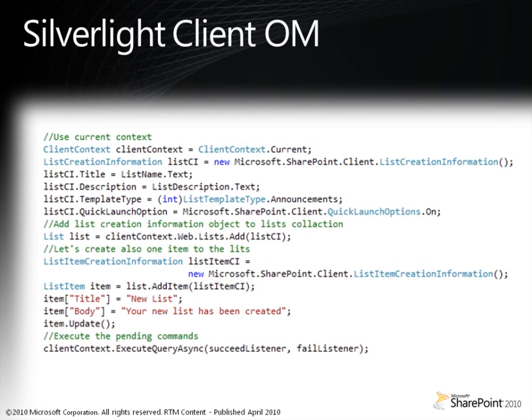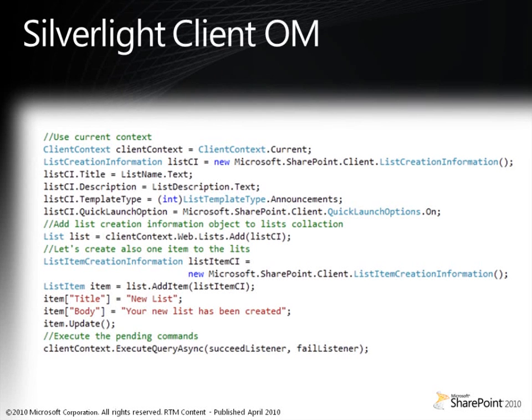This is an example of utilizing Silverlight client object model for creating lists and list items. In a similar way as for .NET client object model, we'll first need to create the context object. In this case, we can get the current instance by using the client context.current property.